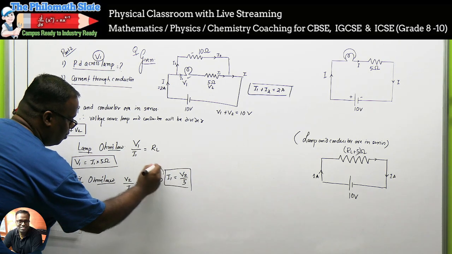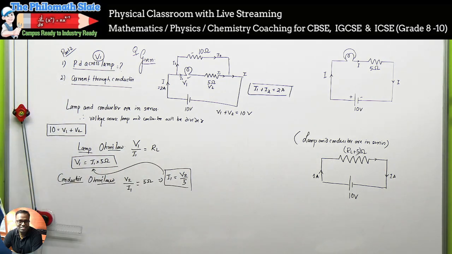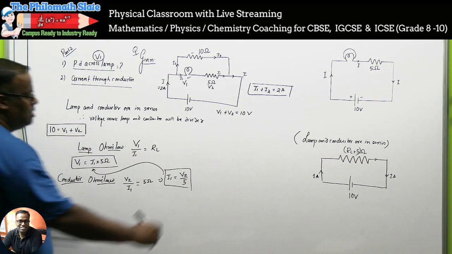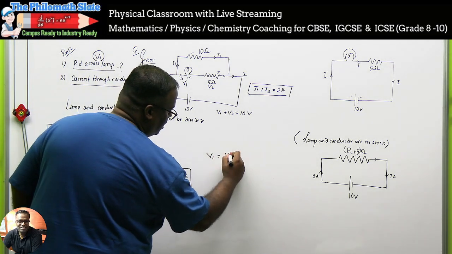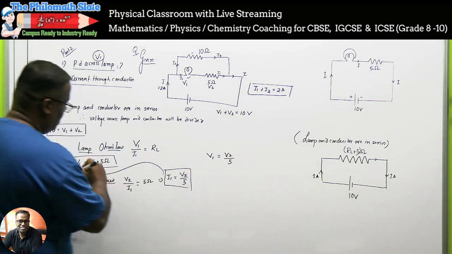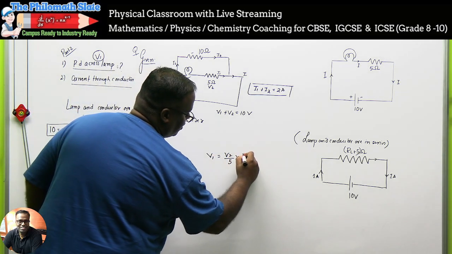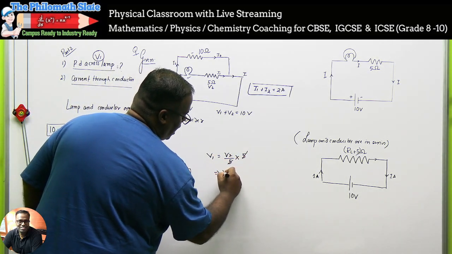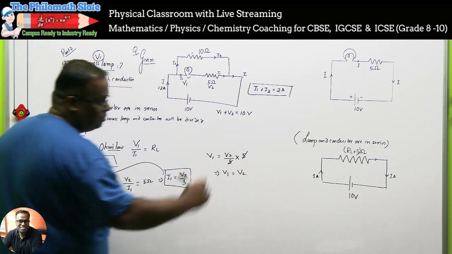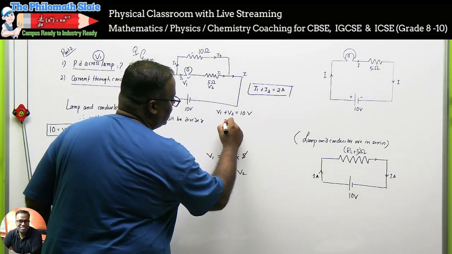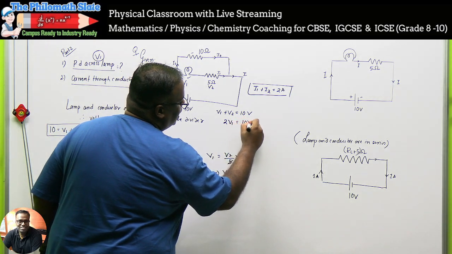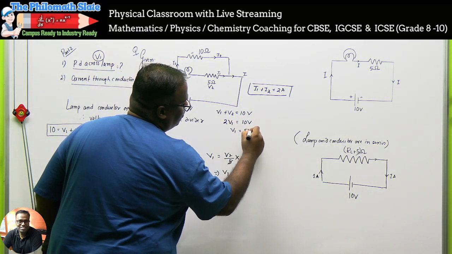Put this equation into I1. So V1 becomes equal to I1. What do we write in place of I1? V2 by 5 into 5. The 5 cancels the 5, and you get V1 equal to V2. And you know V1 plus V2 is 10, so here I can write 2V1 is equal to 10 volt. So V1 is equal to 5 volt, which is equal to V2.